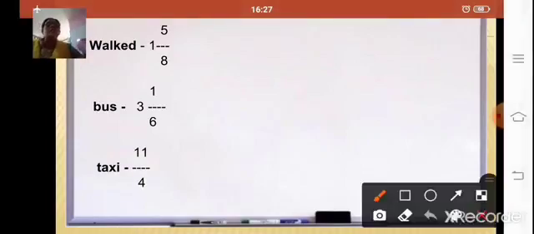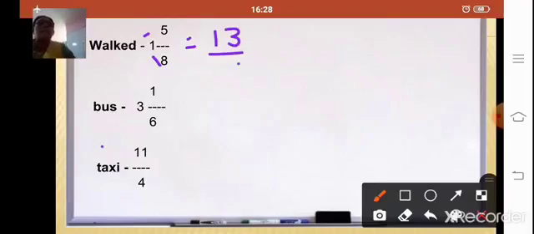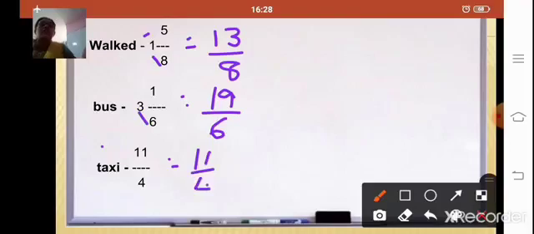Okay. The first one is, how much kilometer did he walk? He walked for 1 whole 5 upon 8 kilometer. So when you convert this into an improper fraction, that will be 8 ones are 8 plus 5, that is 13 upon 8. Now here 3 6s are 18 plus 1, that is 19 upon 6. And here it is already an improper fraction, so 11 upon 4.